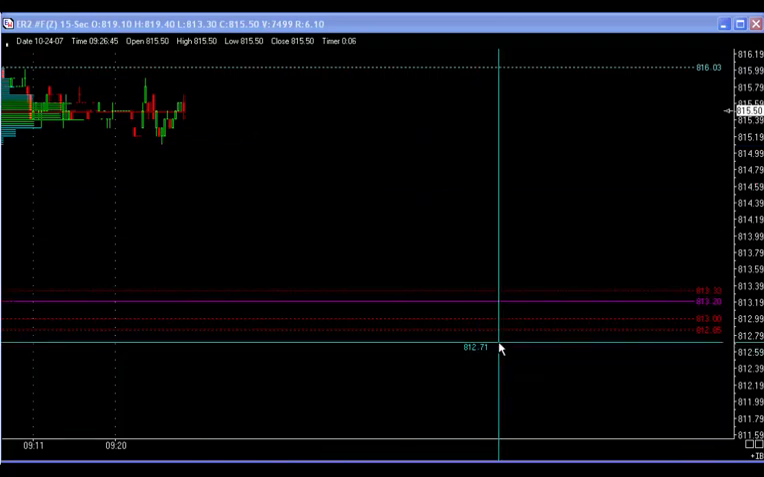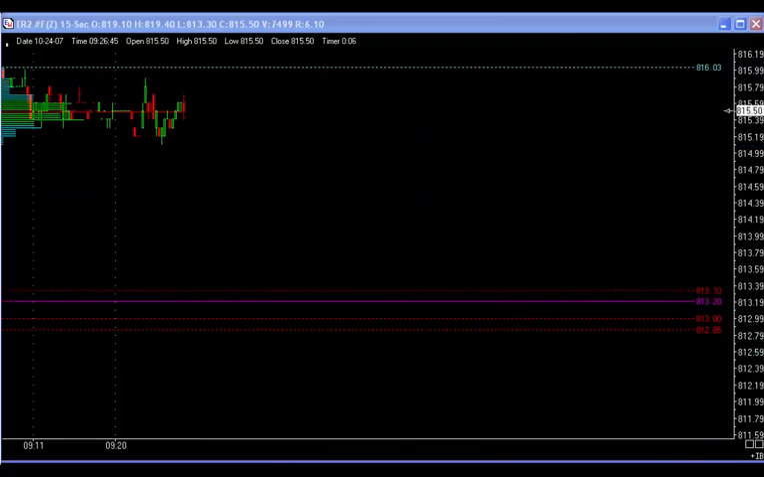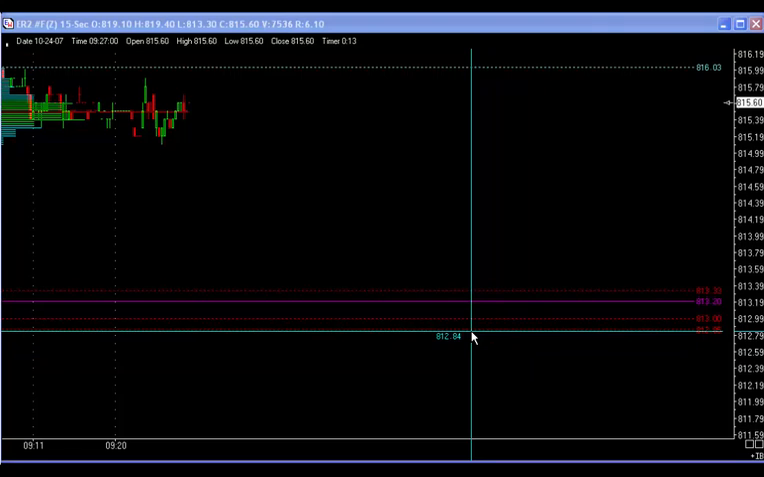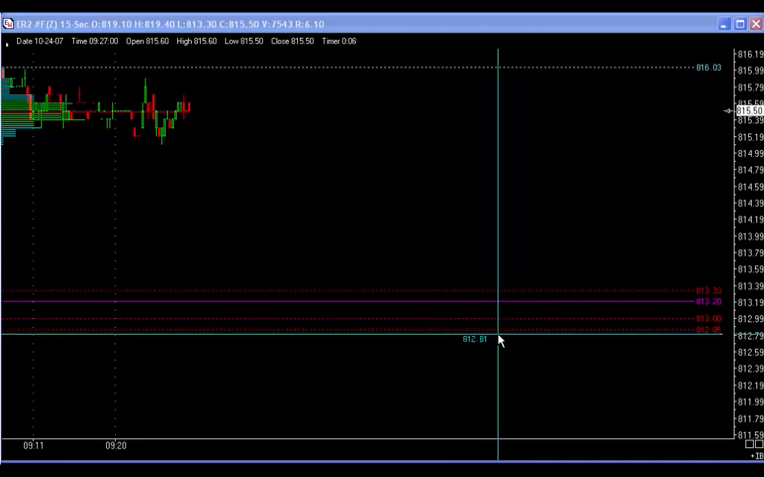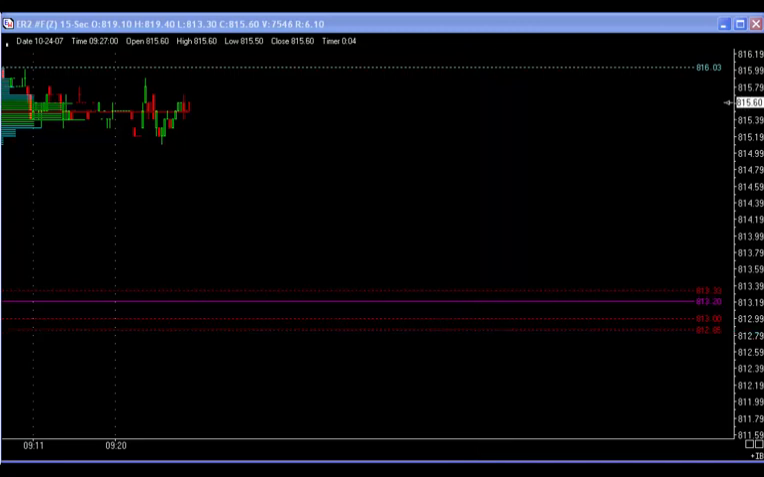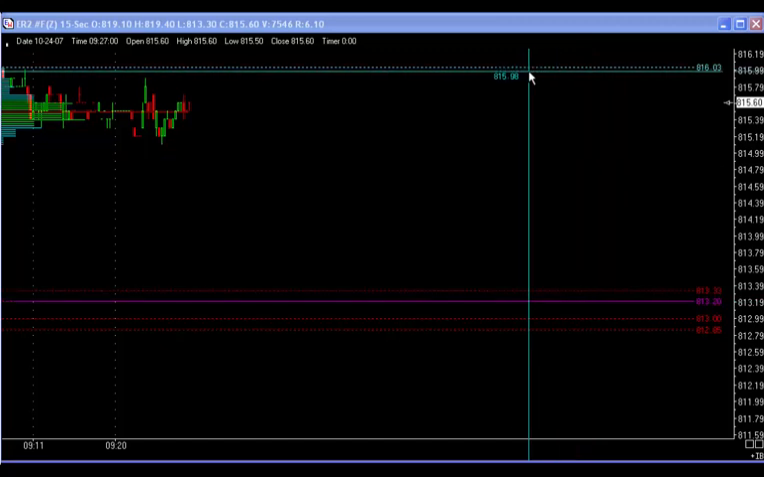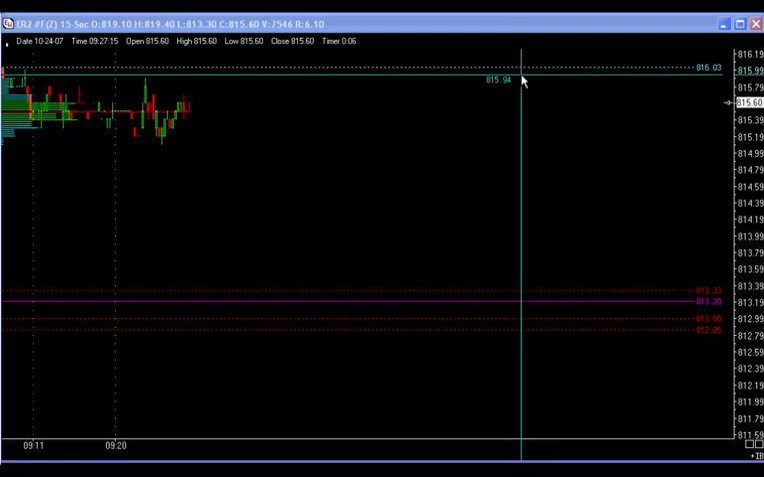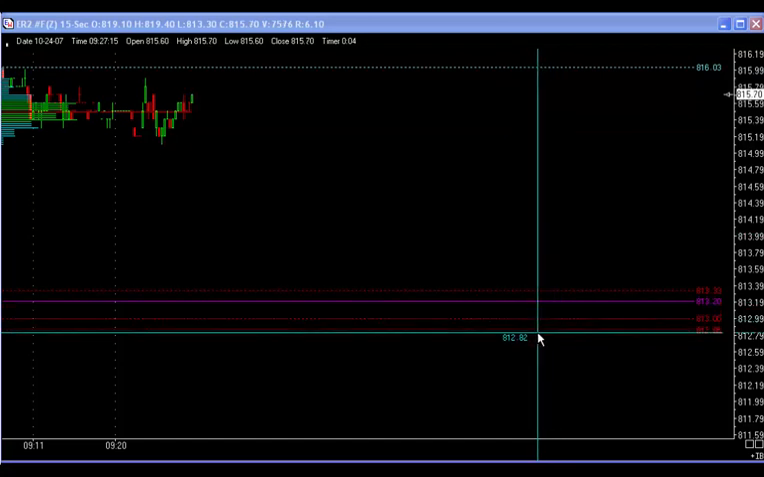So let's describe what we're looking at here. The red dotted lines are first standard deviations below a VWAP. The purple line is a peak volume price, and the light blue dotted lines are volume weighted average prices, VWAPs. Where do these come from? Well, let's take a look.